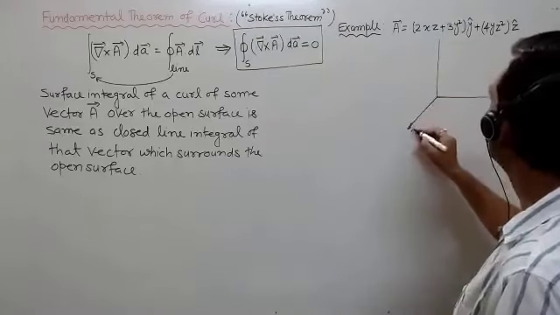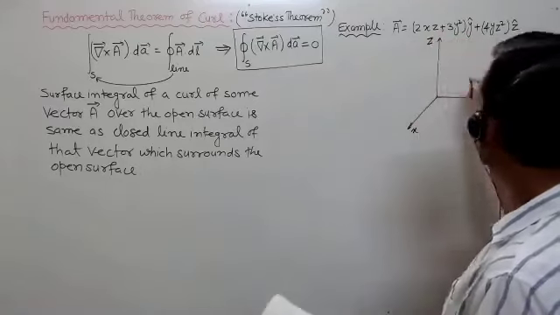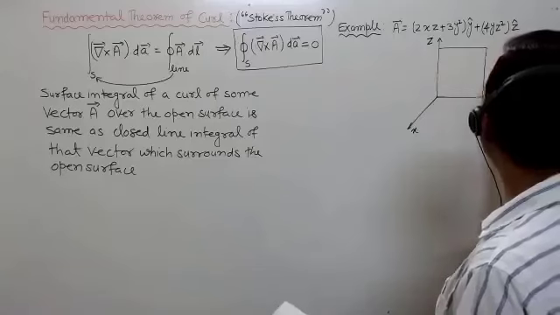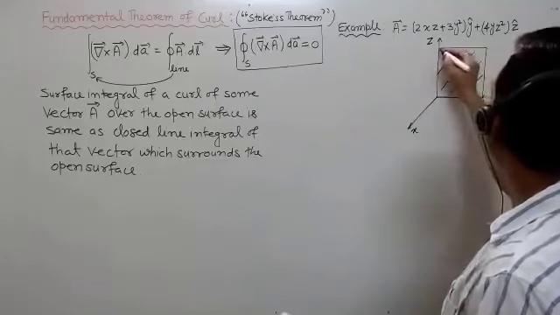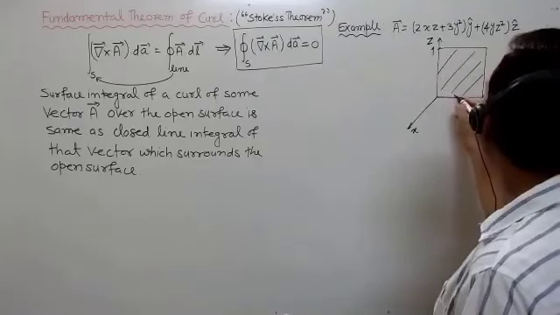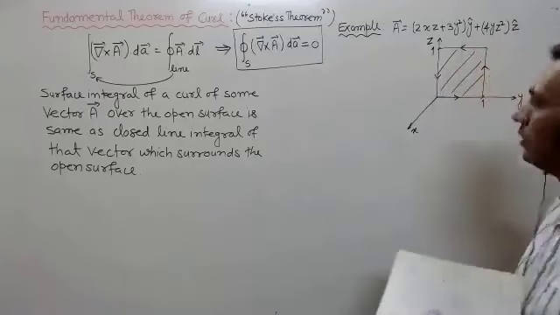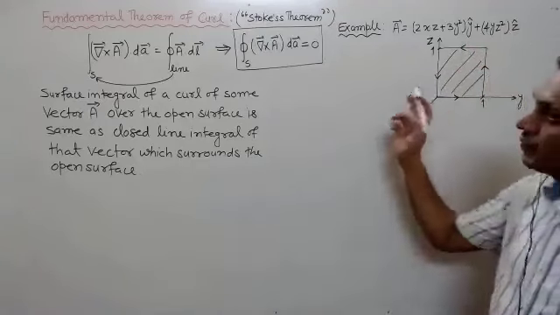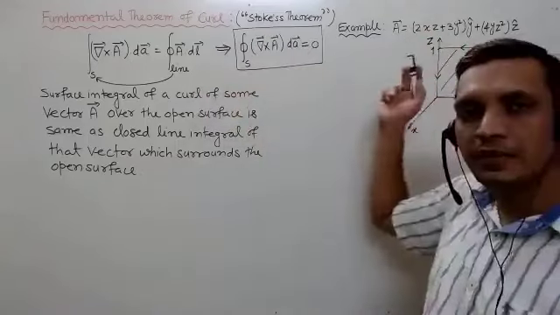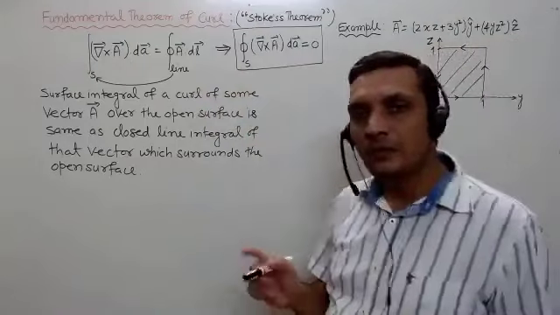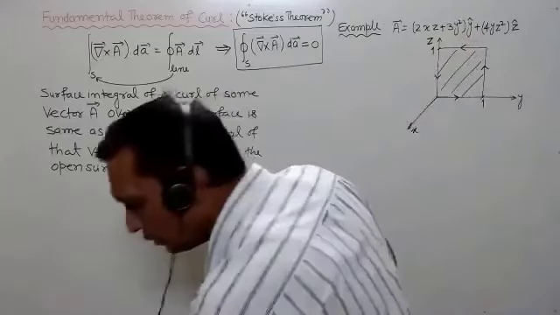So that open surface is, let's say this is x, y, z. This is a square loop. Consider a square loop as an open surface, where these sides are 1. So this is surrounded by a closed line. So we have to verify Stokes theorem for this vector field over an open surface. And whenever an open surface is given, the direction of integration will be specified. So let us see.